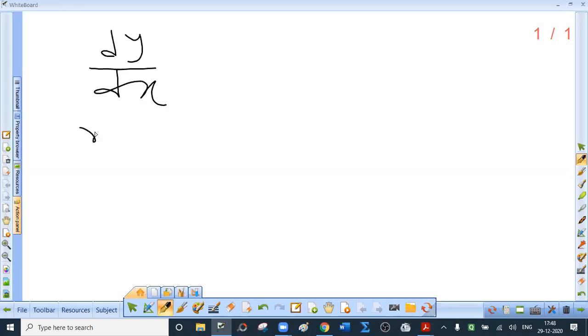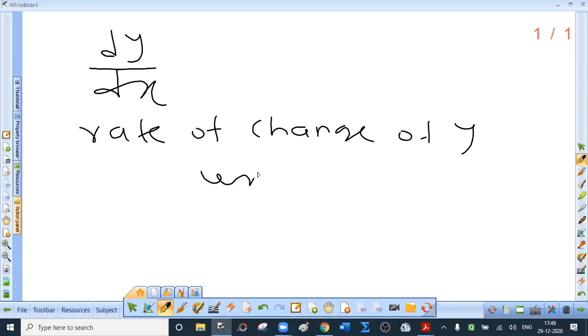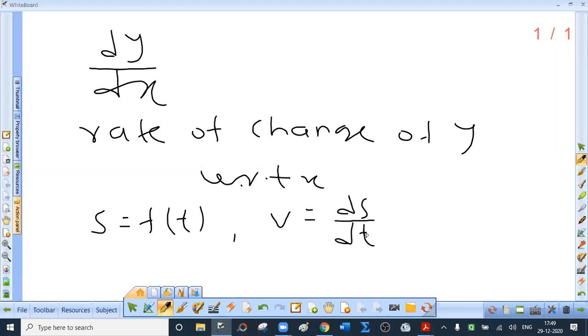dy/dx gives the rate of change of y with respect to x. That's it. This is its physical significance. So if s equal to f of t is the displacement function, then ds/dt is nothing but the rate of change of displacement with respect to time. It is called velocity.